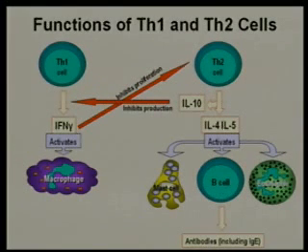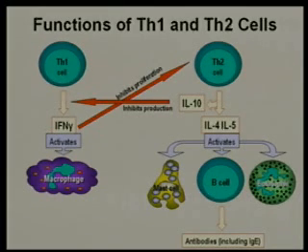Now, Th1 plays a very important role in initiating the cell-mediated immune response. Th2 plays a critical role in the humoral immune response. There is also cross-regulation. So if a Th1 cell is activated, in addition to producing cytokines that activate the cell-mediated immune response, they can also produce factors that inhibit the Th2. And the same is true for the Th2 cells.